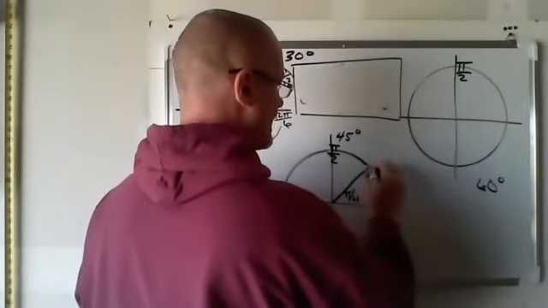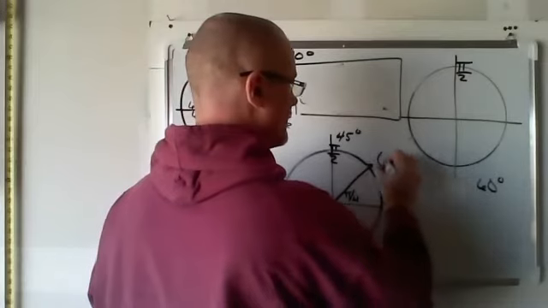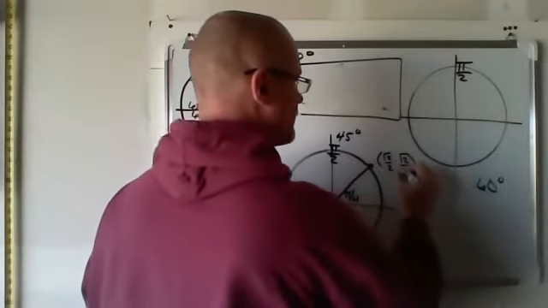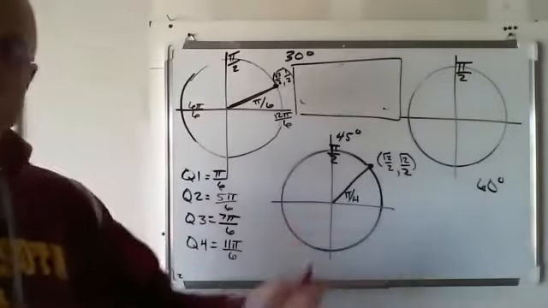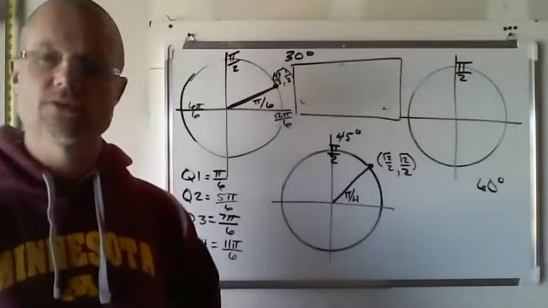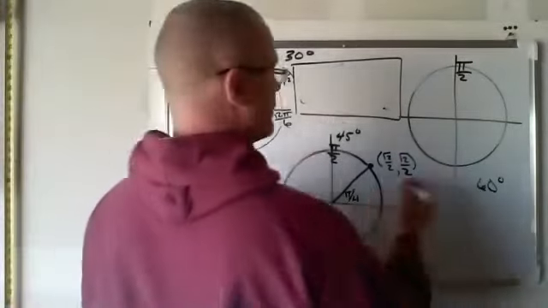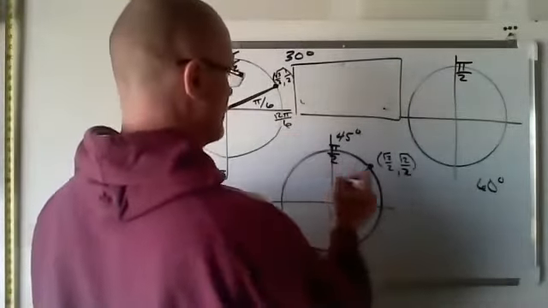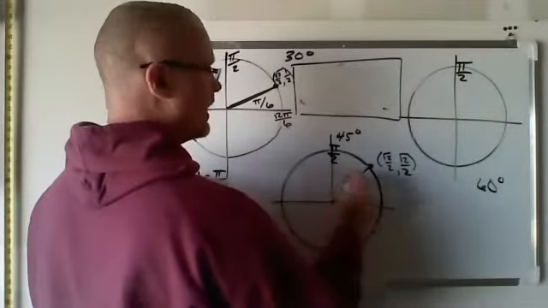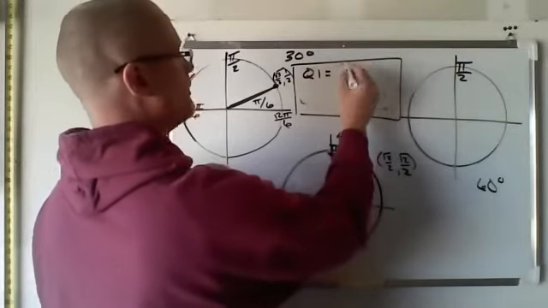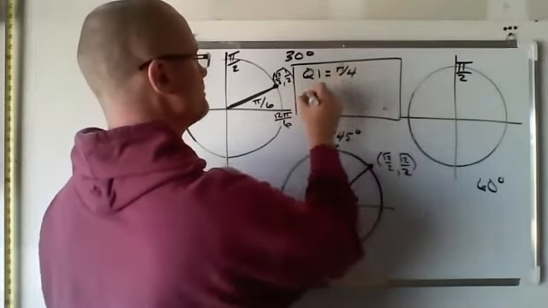So pi over 4, and I know that the 45 degree triangle here has square root of 2 over 2, square root of 2 over 2 for its coordinates. Then all its family members have some version of square root of 2 over 2, comma, square root of 2 over 2 for its coordinates. So let's go through this. In quadrant 1, it was pi over 4.